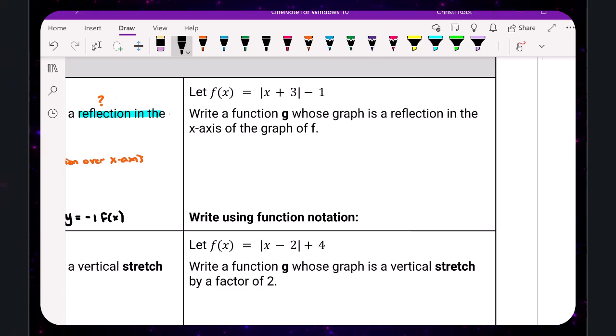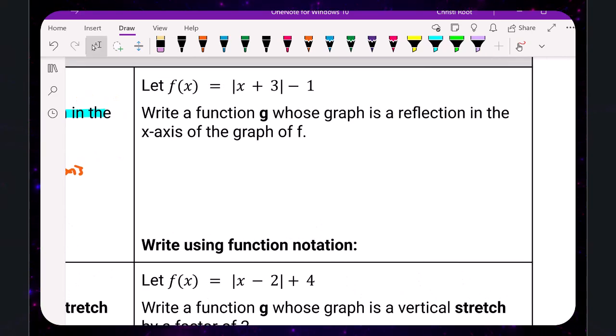Now the second equation over here is exactly like the first one, except you have two parts. You see how you have absolute value of x plus 3, and then you have an additional part. You have that minus 1 at the end. Well, that's what we're starting with. So I'm going to go ahead and write this down first.